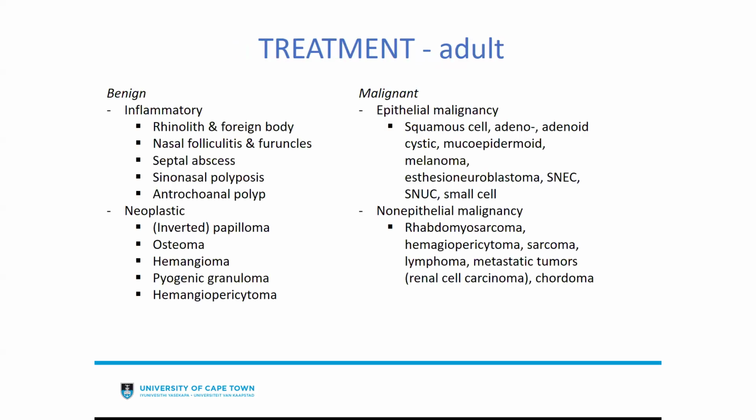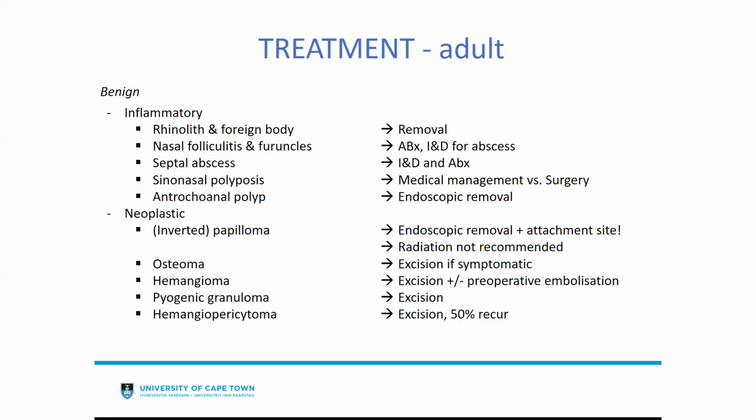For the adults, we also had this differential diagnosis. If you go back to it, the inflammatory lesions are either removed, incised and drained, or antibiotics are used. For polyps, you can do a medical management or surgery. An antrochoanal polyp will usually just be removed endoscopically. The neoplastic lesions will also usually just be surgically removed. In inverted papilloma, you have to be very careful about the attachment site. Really try to drill that away so you prevent recurrences. Radiation is not really recommended at this time. Osteomas will only be excised if they're symptomatic. So if you see an osteoma without symptoms, you just leave it.